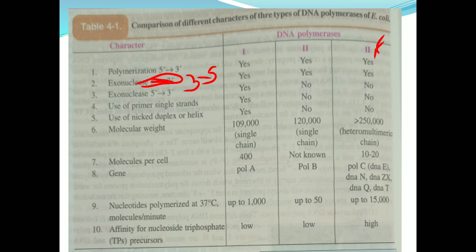In this way, these three enzymes are involved in the replication and repair process of the DNA. Only polymerase 3 is the main replicating enzyme. Polymerase 1 and 2 are for repair, and polymerase 1 mainly removes the RNA primers and fills the gap during replication of the Okazaki fragments.